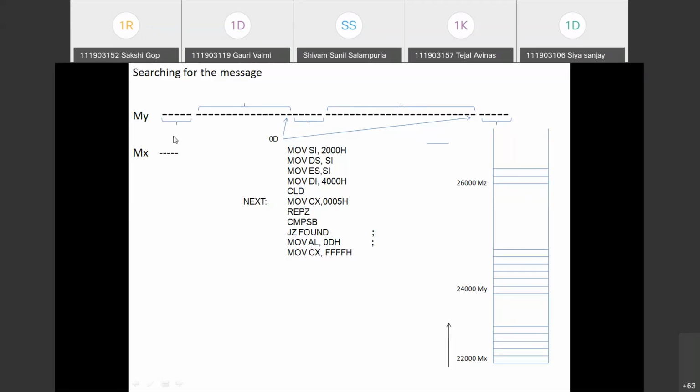So when you do a comparison, DI is to the next. And from there, you have to check is it 0D or no. So you are skipping everything. So after move CX 4 times a page, it can be repeat scan string byte. Repeat NZ scan string byte. Till you are not getting 0D, you keep on repeating.